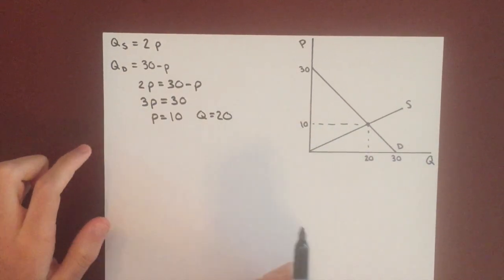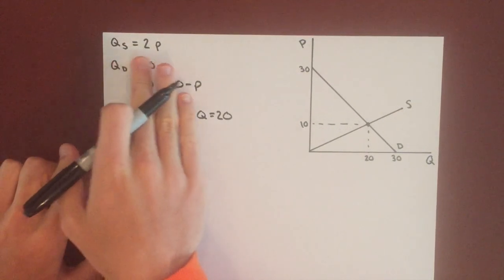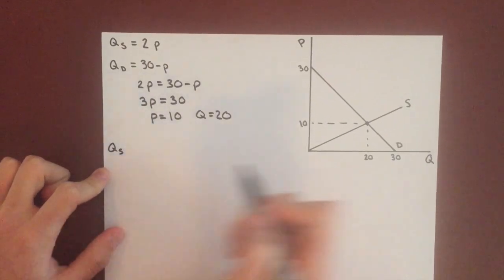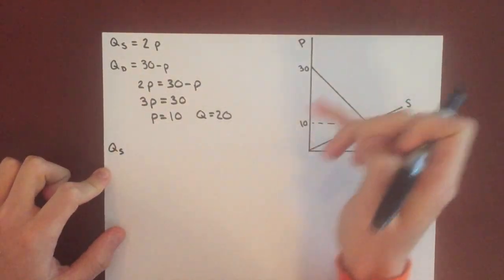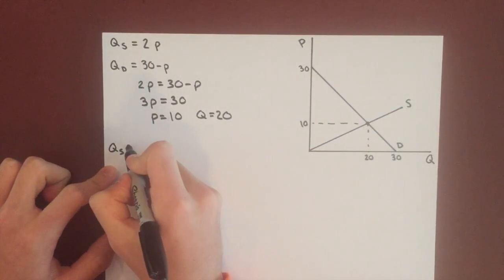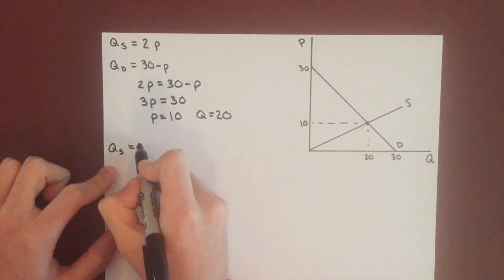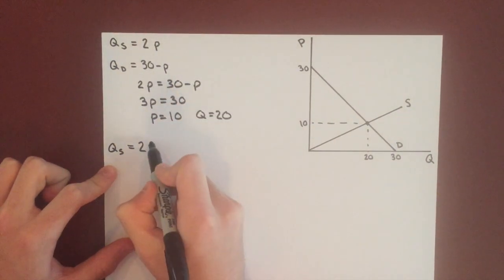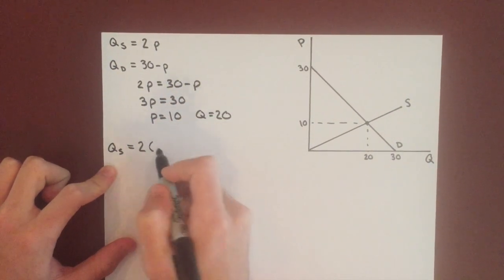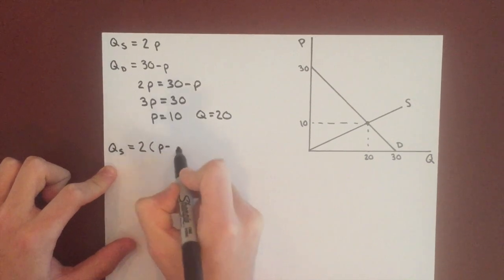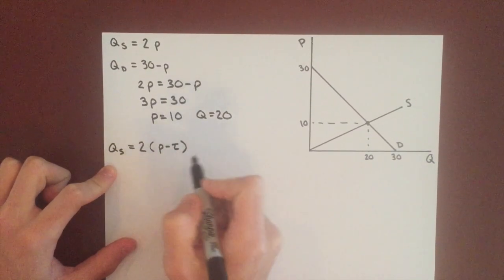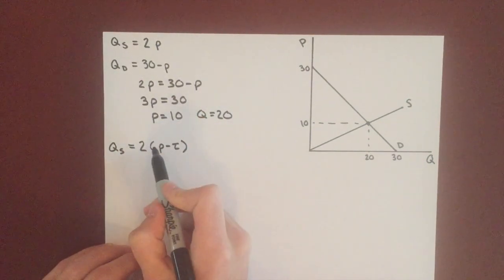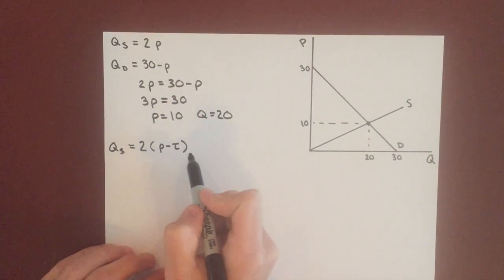Sales taxes affect the supply curve, and they do it by shifting it left or up or inward, whatever you want to call it. So how does this affect the equation? Instead of having just p as our variable, we add a minus t for the tax. The important thing to keep in mind is we're keeping the parentheses around this p minus t.